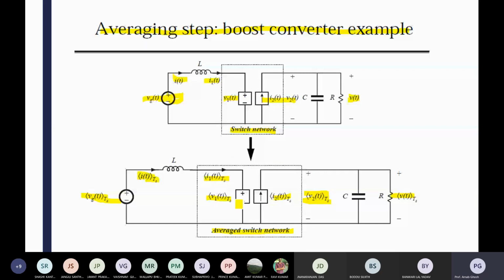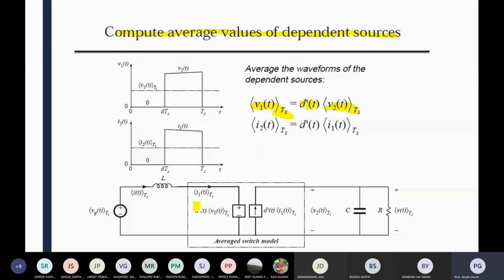So what is V1? This portion is your V1. So the average of V1 over Ts is d' times the average of V2 over Ts. Then V1 average divided by V2 average is d', where d' means 1 minus d. So 1 by 1 minus d equals V2 average by V1 average. You get this from the boost converter modeling, so you know these expressions. Directly you get that duty weighted formula from the boost converter.